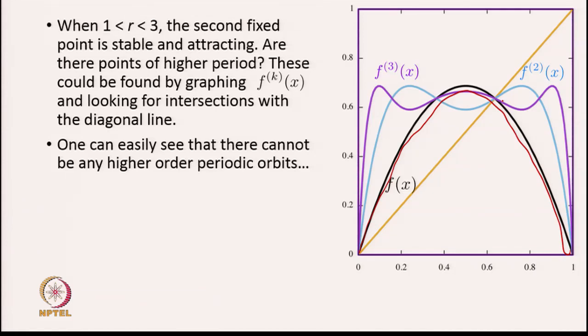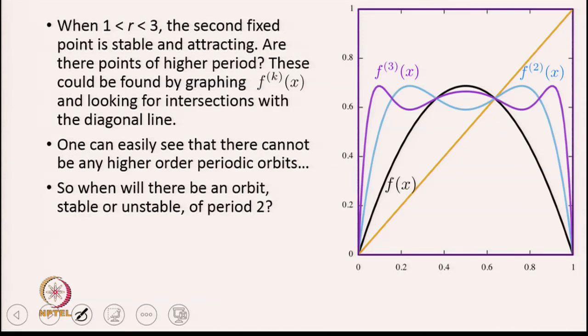You can convince yourself by graphing and also by looking at it a little with some algebra that there can be no higher order periodic orbits, because f to the k of x is not going to intersect this diagonal line except at 0 and at the fixed point of period 1. So, all periodic orbits are just going to be period 1 orbits repeated many times.